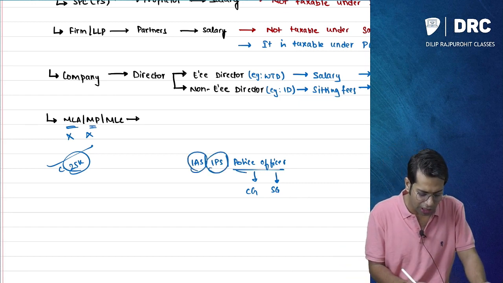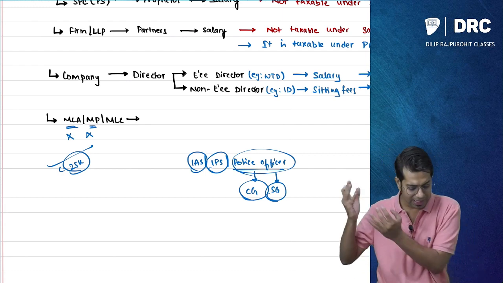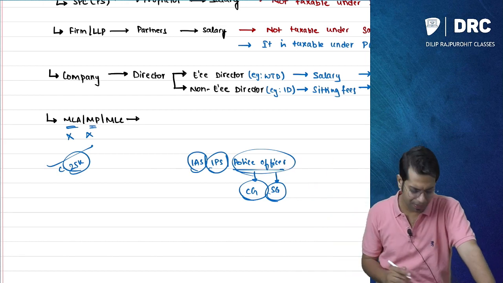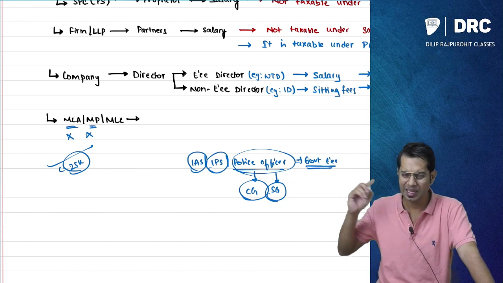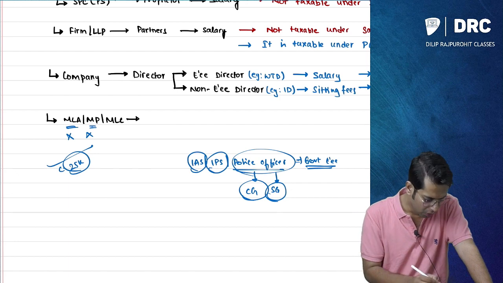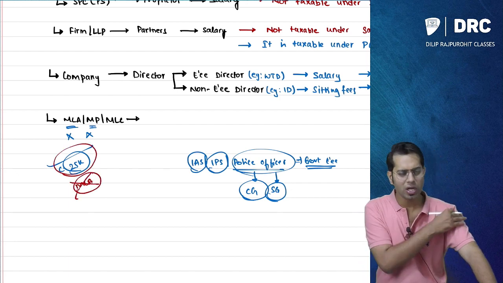I am not talking about the police officer, income tax officer, or government teachers. They are obviously working for the government and they are all government employees, correct? But is an MLA a government employee? No, sir. An MLA is not a government employee.